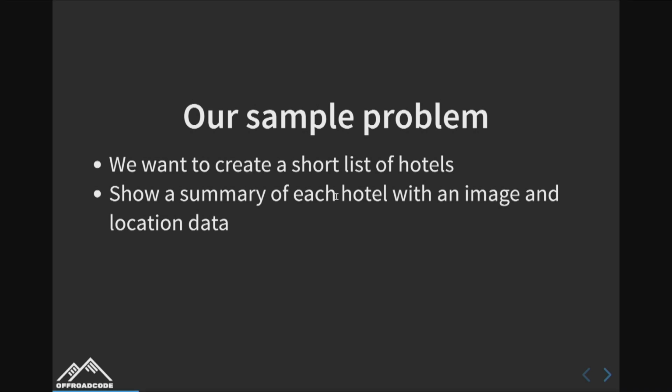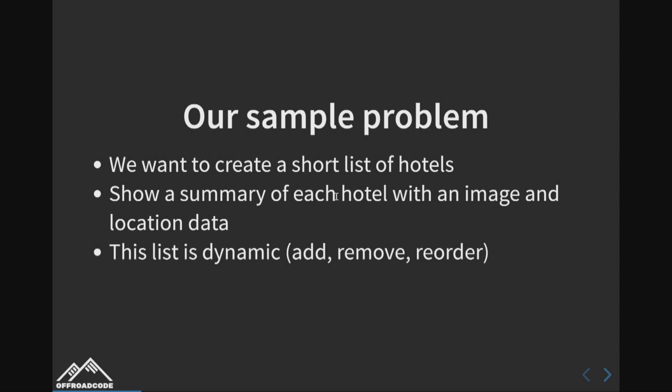So we want to create a short list of hotels. On that short list, we want to show a summary of each hotel with an image and some location data. And the list is going to be dynamic, so you can add, remove, because it's a short list. That's how you want it to work. Now, just to be clear, we're not actually going to build any of this. It's just a mental model, so you can understand where we can get the data from.